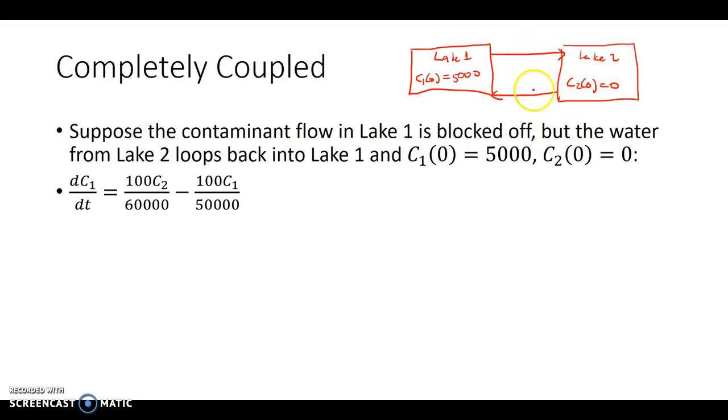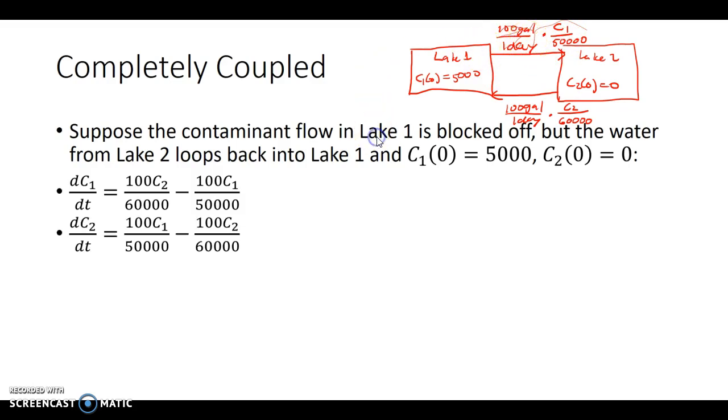We're assuming the same rate of water, 100 gallons per day coming into lake 2. We need to multiply that by the number of grams per gallon, which is C1 divided by how many gallons there are, which is 50,000. And then coming out of lake 2 is a rate of 100 gallons of water per day, multiplied by the number of grams per gallon, which is C2 per 60,000 gallons. Therefore, what comes into lake 1 is 100 C2 over 60,000, and what exits lake 1 is 100 C1 over 50,000.